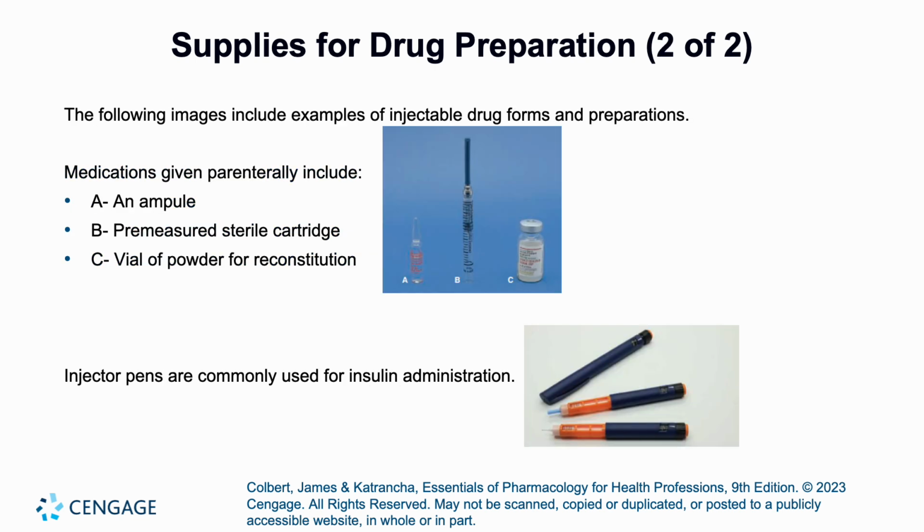So the following images on this slide, the one on top here, it shows medications given parenterally, including an ampule. So that's what I was talking about before. You'll see it has this kind of thinner neck on it. You have to snap that part off and use that filter needle to draw that up. B, a pre-measured sterile cartridge, so a medication that comes already pre-measured in the amount. And then C, a vial of powder for reconstitution.